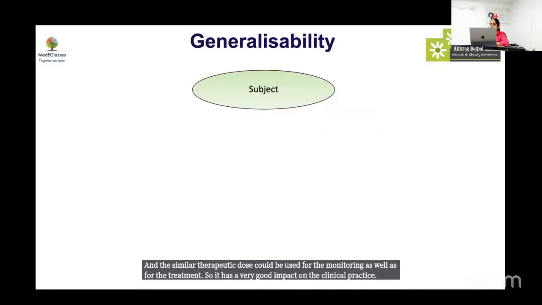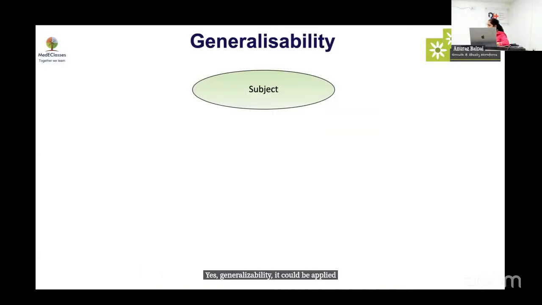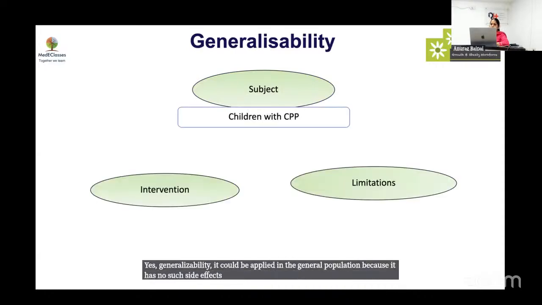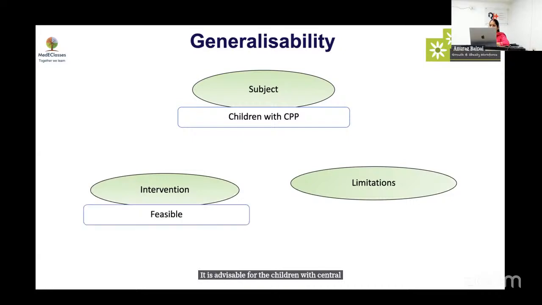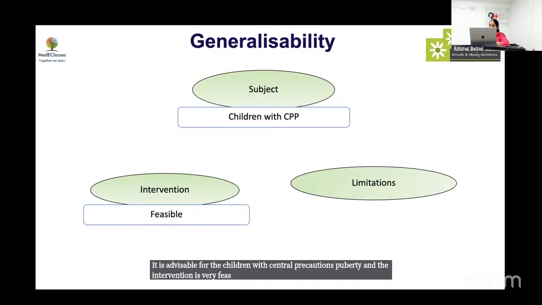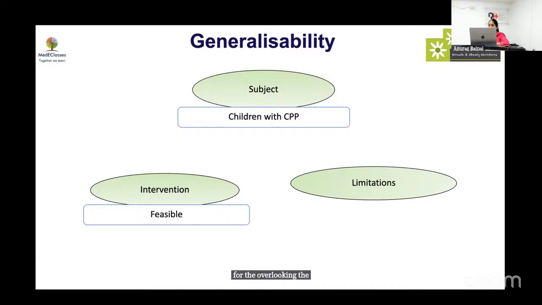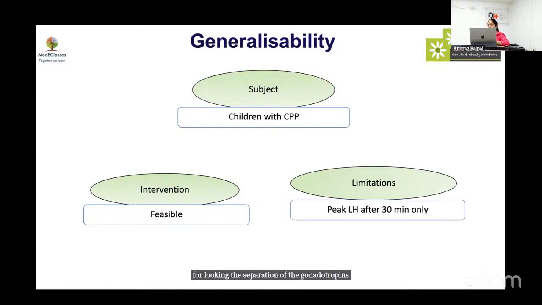Generalizability: it could be applied in the general population because it has no such side effects or variations. For the children, it is advisable for children with central precocious puberty, and the intervention is very feasible because these two injections have to be given for looking at the suppression of the gonadotropins. The limitation is not of this study, but of the data from which the results are derived. They have used the peak LH after 30 minutes only. So for treatment purposes, I would say this is a limitation.